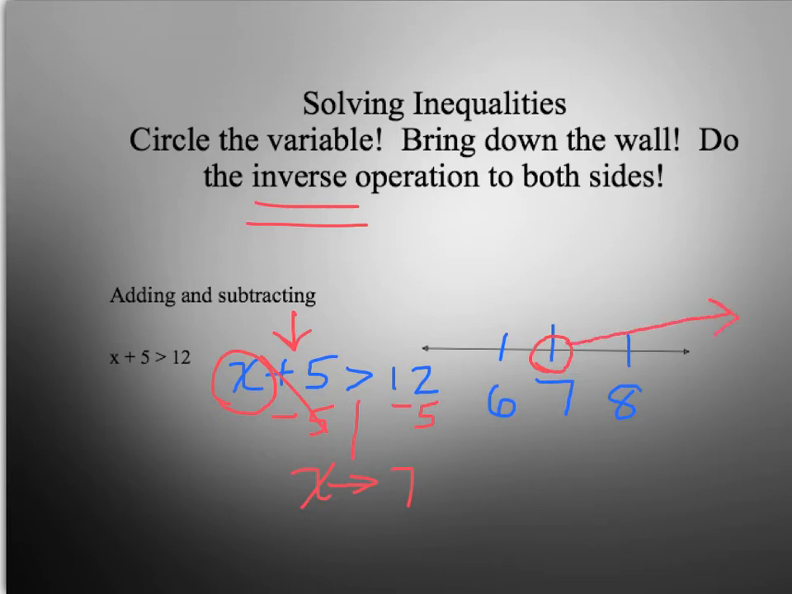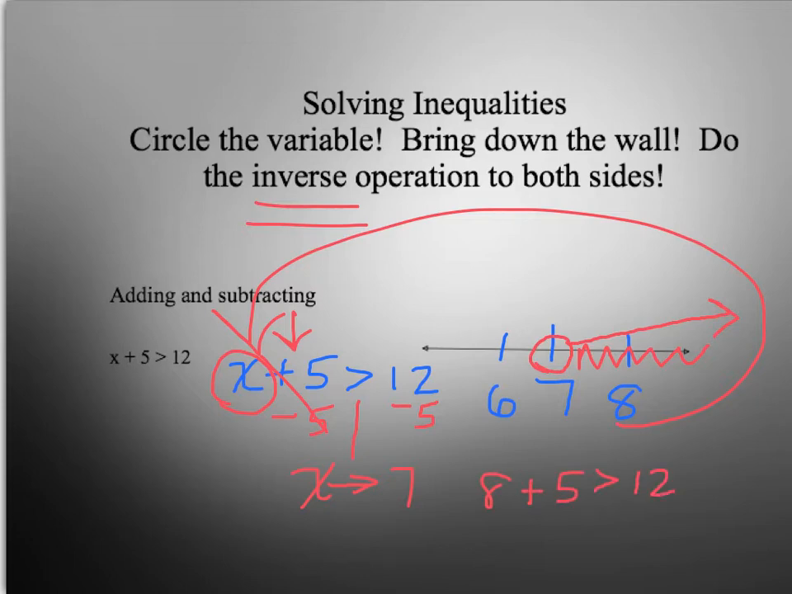And then I always double check. If I pick any number on this side of 7, I could pick 8, 9, 10, it's an infinite amount of numbers. I plug them into the X here, and I say 8 plus 5 is greater than 12. I can add up 8 plus 5, which gives me 13. Is 13 greater than 12? Yes. So I know that that is a correct answer.